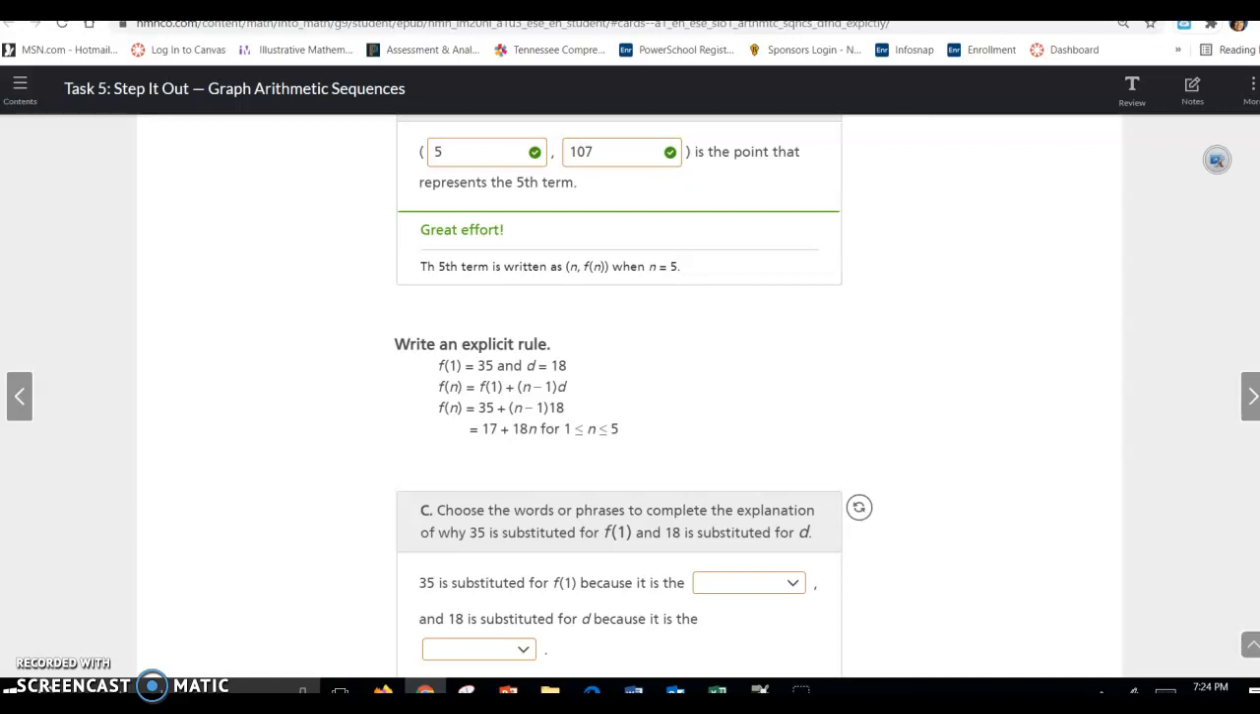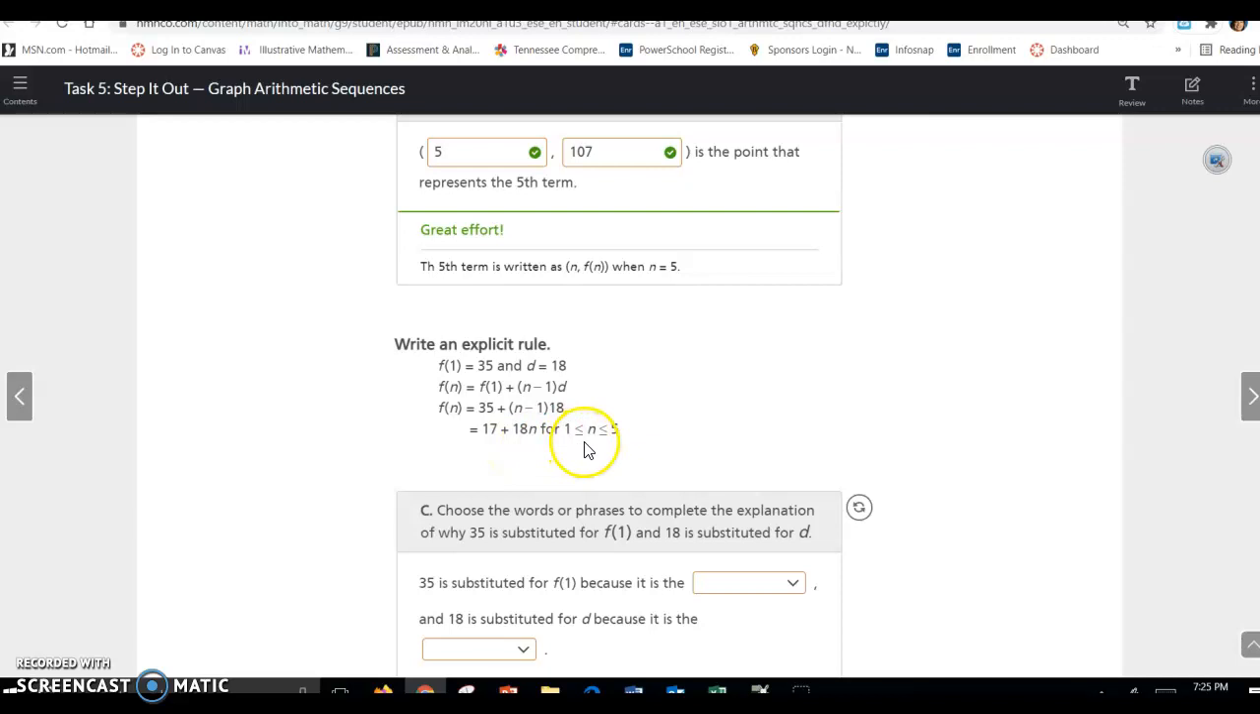All right, write an explicit rule. So you've got the first term is 35. You've got a common difference of 18. So we're going to have the first term plus the previous term times 18. So the previous term, what comes before 35, so we'd have to take 35 minus 18 to get this previous term. So 17 plus 18n. So that would be an explicit rule.